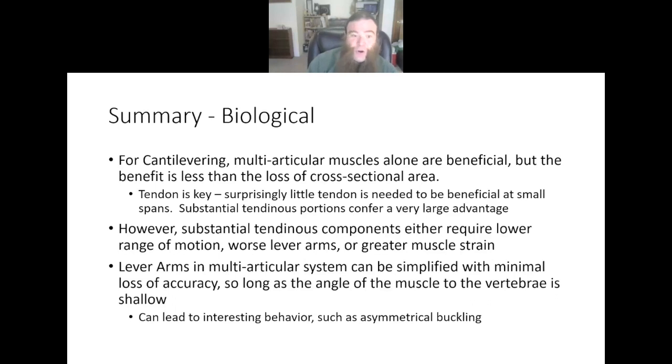We found that the lever arms of these systems can be simplified with minimal loss of accuracy. Despite all the complexities of the cross-product method and the multi-articular method, it turns out that if you do want to simply go to your local museum and do a comparative version of this by slicing a bunch of snakes in half with a razor blade or a scalpel, that will give you good results. It won't be perfect, but it'll be close enough that the inaccuracies will be less than, hopefully, whatever you pick up from multi-species comparisons. And it does lead to some interesting behaviors like asymmetrical buckling.